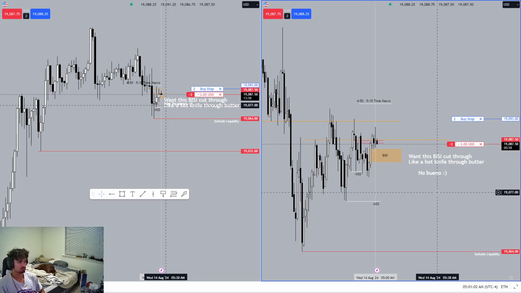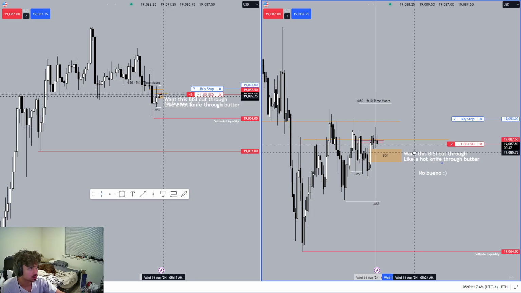Okay. I like that. I love that closing price. It's right in the middle. I wouldn't like to see a new high being made. I really want to see this happen right now.